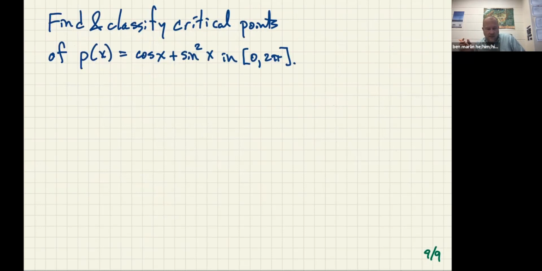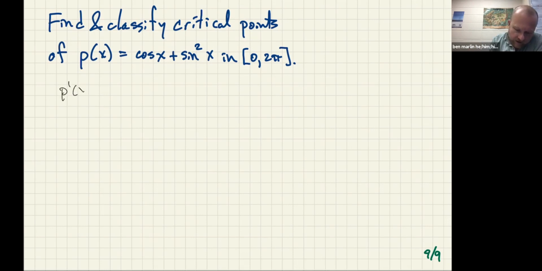All right, one more example. So this time we're classifying the critical points of p of x being cosine x plus sine squared x. Now, the reason why it says 0 to 2 pi is because cosine and sine both have a period of 2 pi. Once you've found the critical points in 0 to 2 pi, you've really found them all, okay? Everything else will just be repetitions of that.